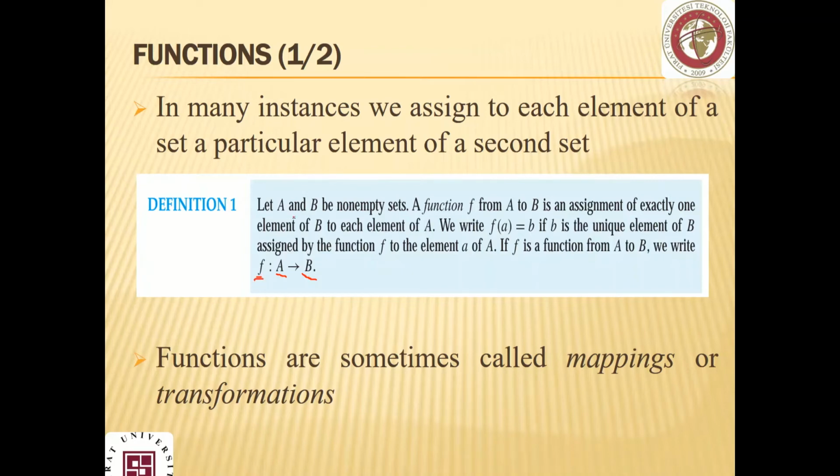Let me just read this definition. You don't have to memorize it, but I will explain a few things. Let A and B be non-empty sets. So this is the relevant part. I brought these functions into the chapter on sets because it's relevant to the topic of sets. A function f from A to B is an assignment of exactly one element of B to each element of A. One element of B, so we don't take more than one element at a time.